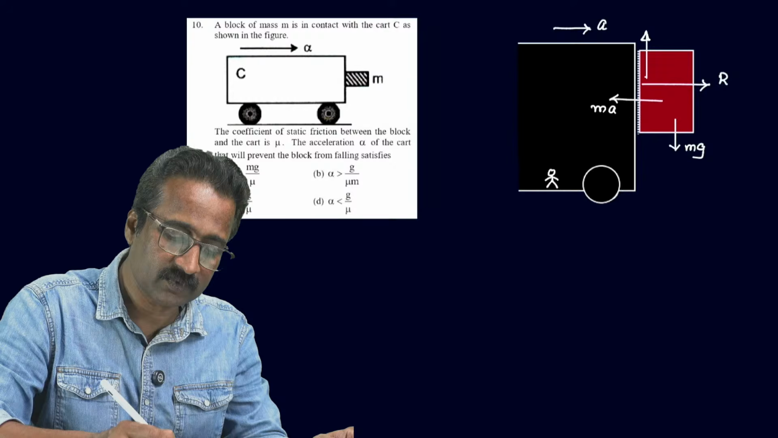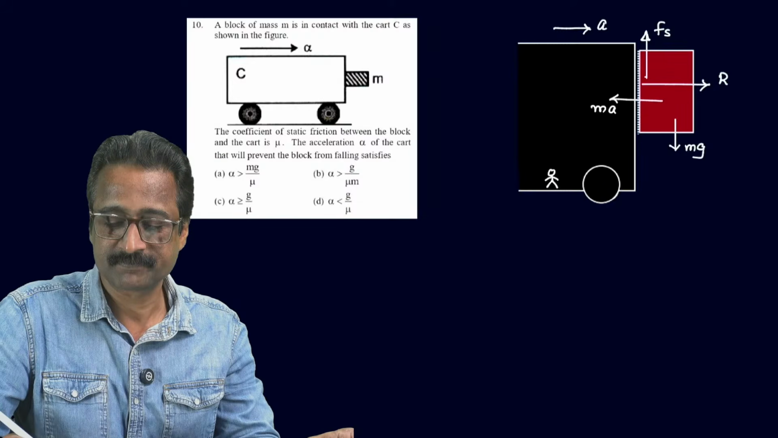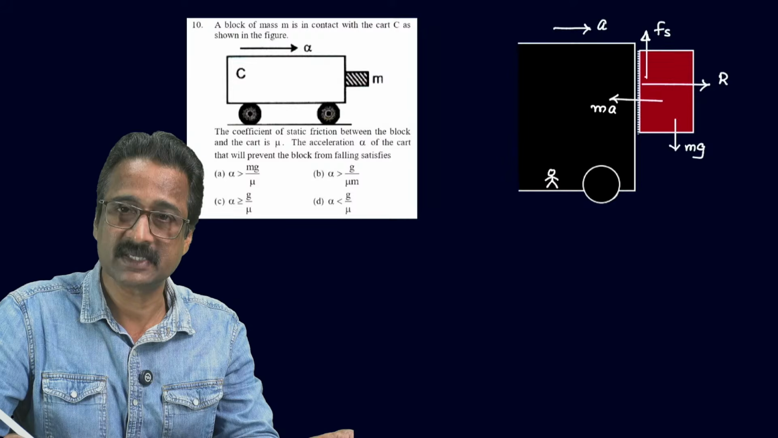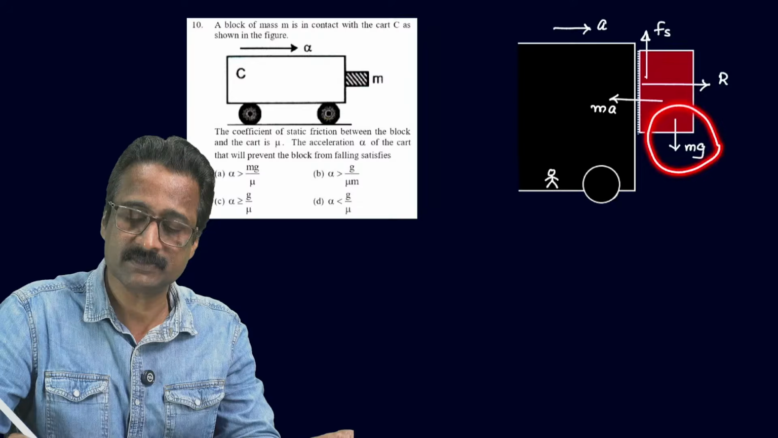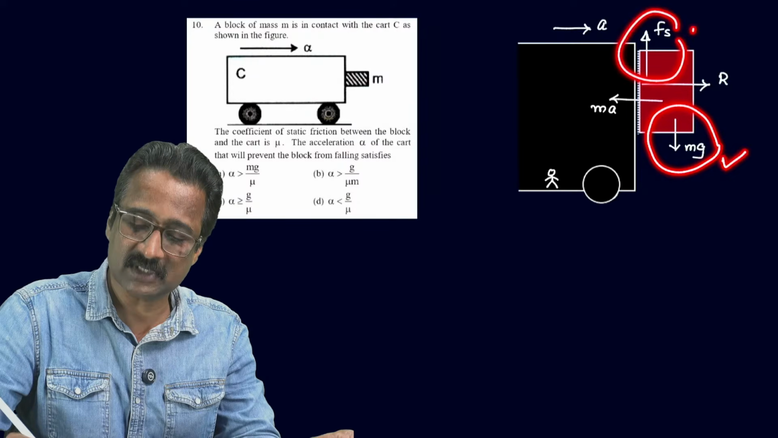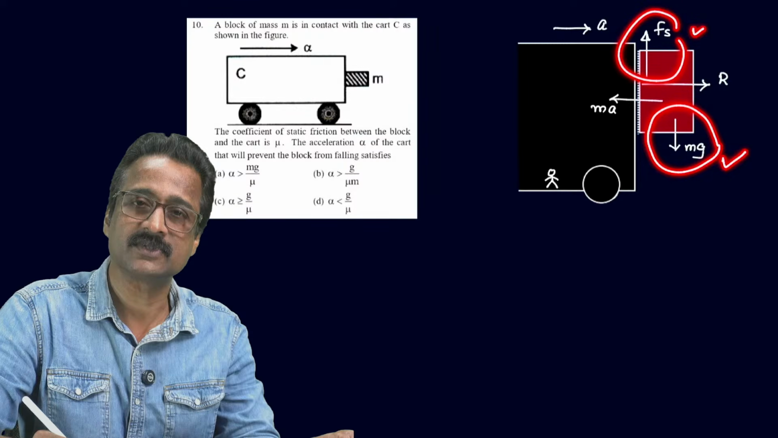Now we are studying the equilibrium of this body. Let us see what's the condition that this body doesn't slip. See, when does the body slip? Let's understand. First of all, this mg is acting downward and Fs is acting upward. If mg is bigger than Fs, certainly the body will slip down.